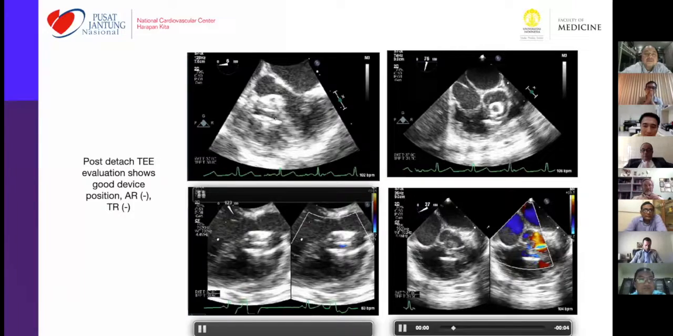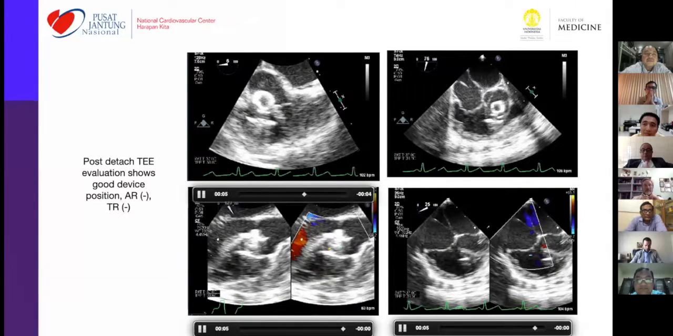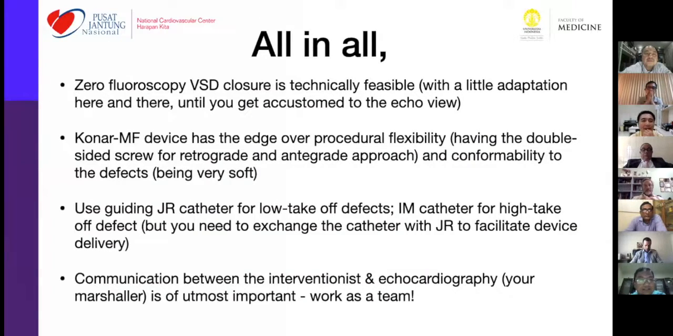So all in all, the zero fluoroscopy VSD procedure is technically feasible with a little adaptation here and there until you get it customized to the EcoView corner MFO. Thanks to Dr. Nagewara who invented this device. We waited here in our hospital for 10 years, but now we can use this. It's very good, very soft. We can use the Judkins right catheter for low takeoff and the internal mammary catheter for high takeoff.